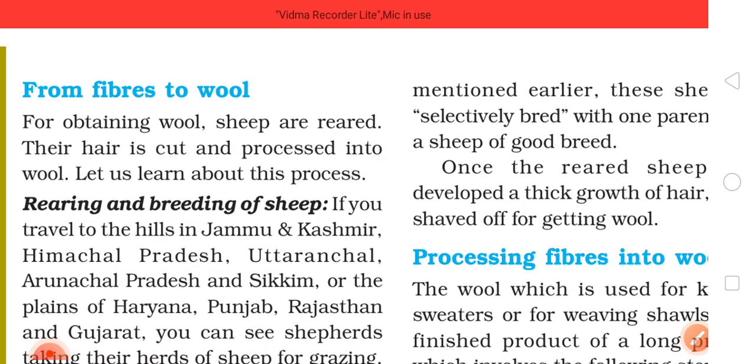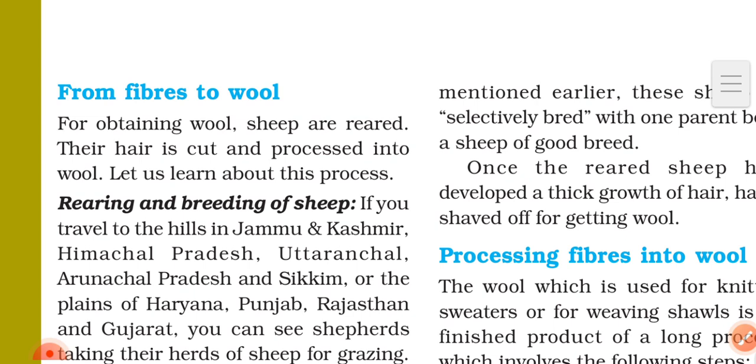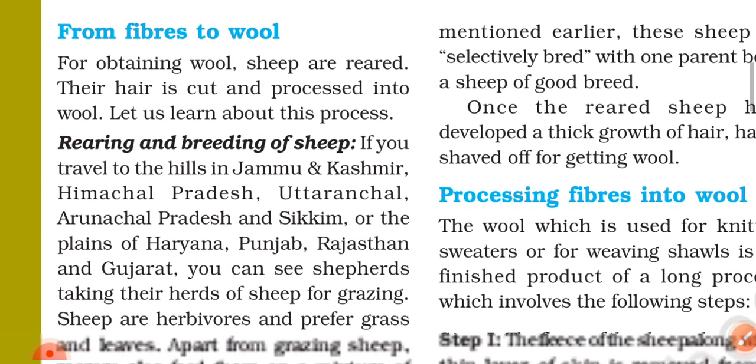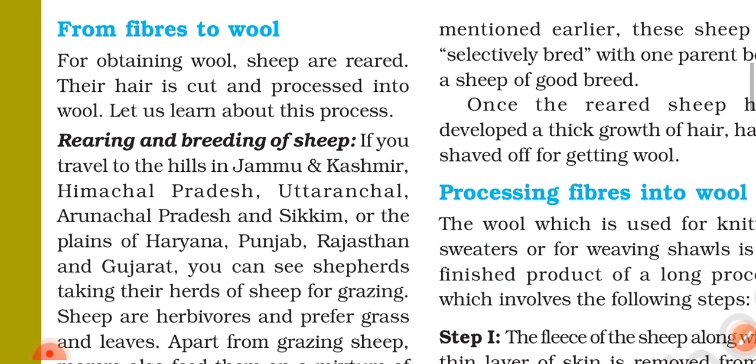From fiber to wool. For obtaining wool, sheep are reared. Their hair is cut and processed into wool. Let us learn about this process. Rearing and breeding of sheep.